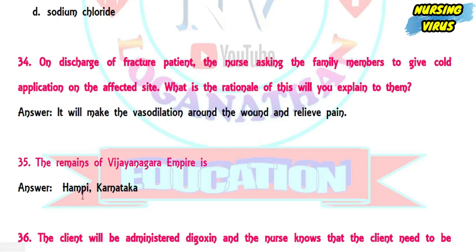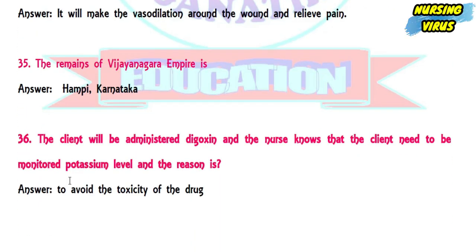So the next one, the remains of the Vijayanagara Empire, which is located in Hampi, Karnataka. So the next one, the client will be administered digoxin and the nurse knows that the client needs to be monitored for potassium level, and the reason for monitoring the serum potassium level is to avoid toxicity of the drug. So this is the best remedy: monitor the potassium level whenever you are administering digoxin.